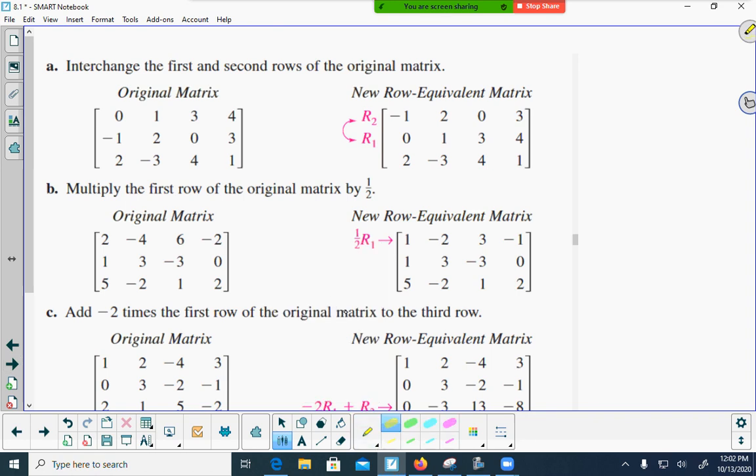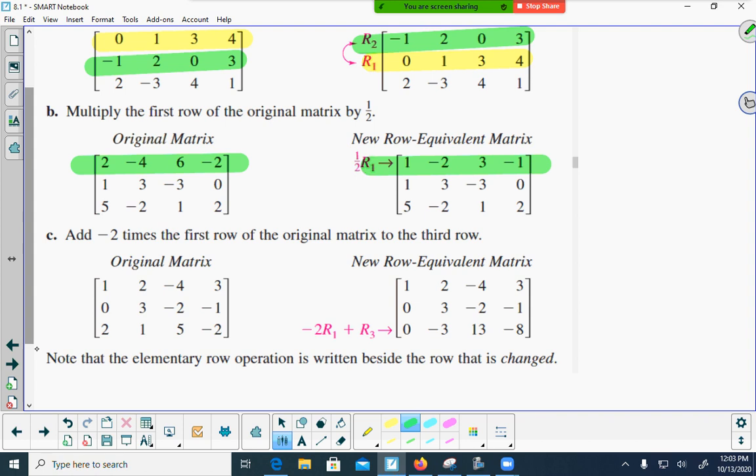So in this one, what I've done is I've taken row 1 and I've moved it to row 2's spot, and I've taken row 2 and I've moved it to row 1. As long as I move the entire row, I can interchange the rows. Okay? In the second one, I took row 1 and I multiplied it by 1/2 and I rewrote it here. Notice I multiplied everything by 1/2. And there's reasons why we do this. We'll get there in a second.